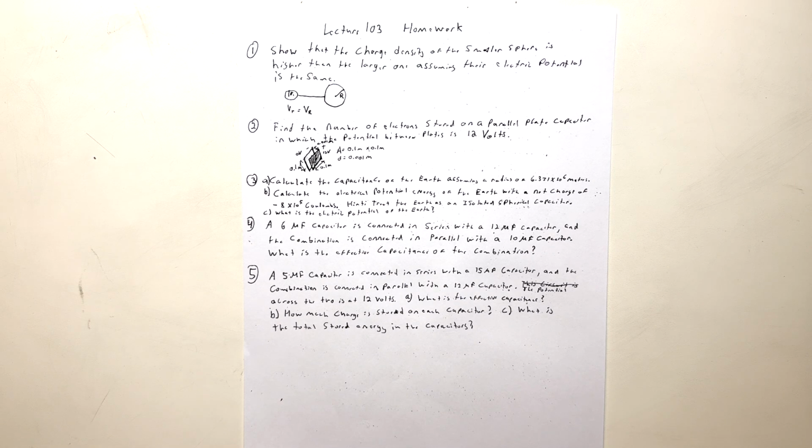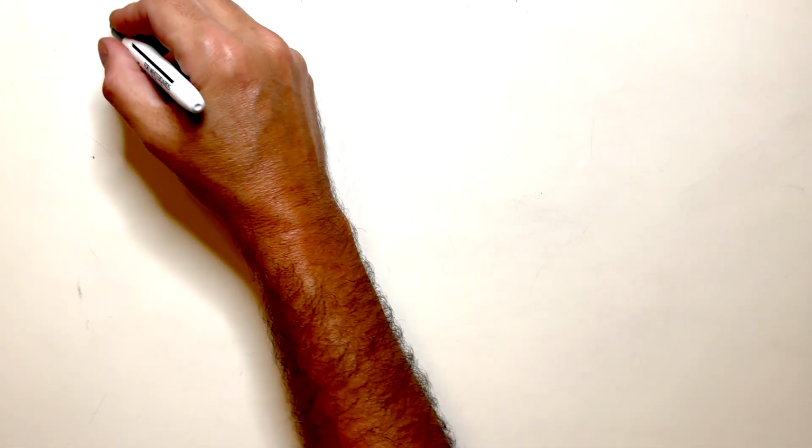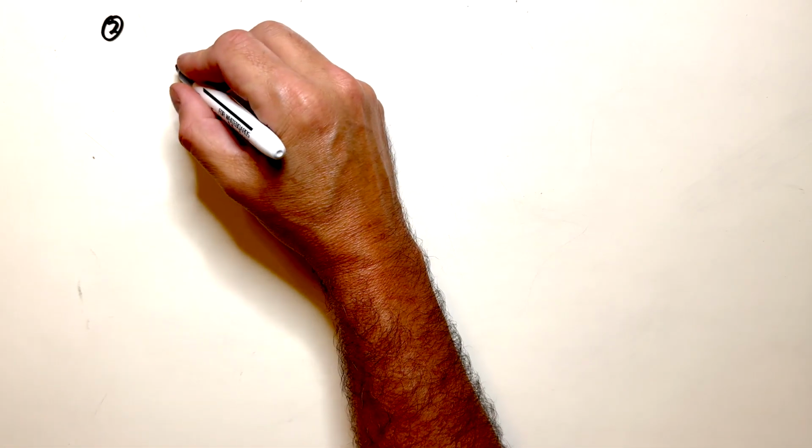All right, problem number 2. Find the number of electrons stored on a parallel plate capacitor in which the potential between plates is 12 volts. And so I have a little diagram of this capacitor. Let me just draw it here. So this is for number 2.